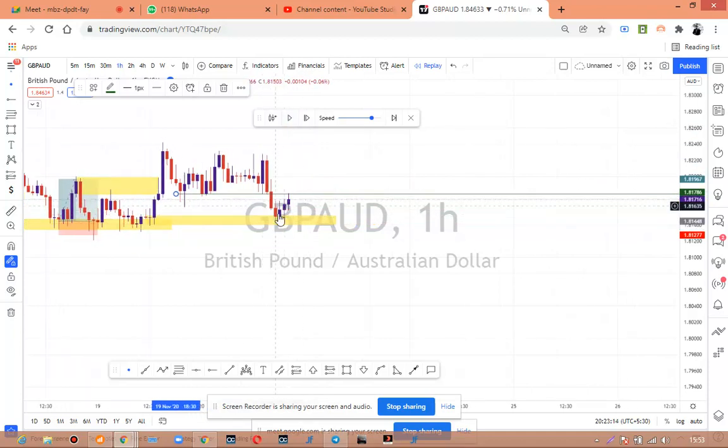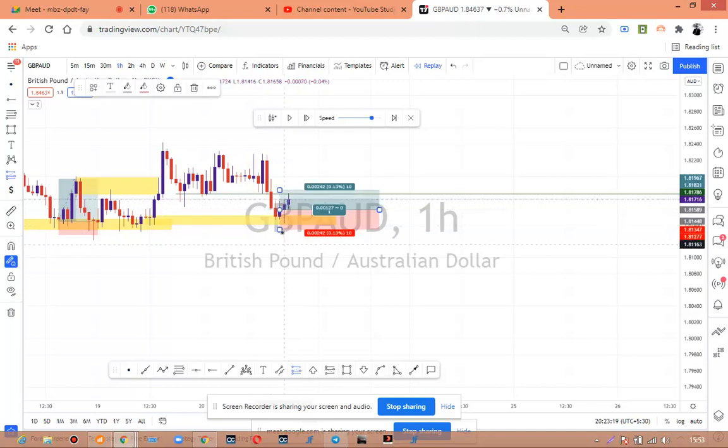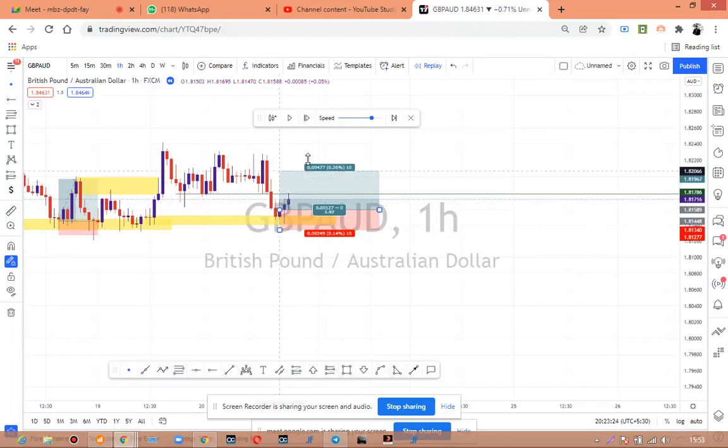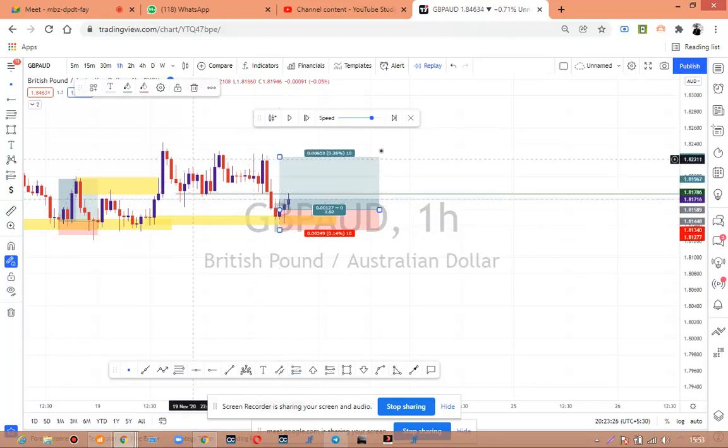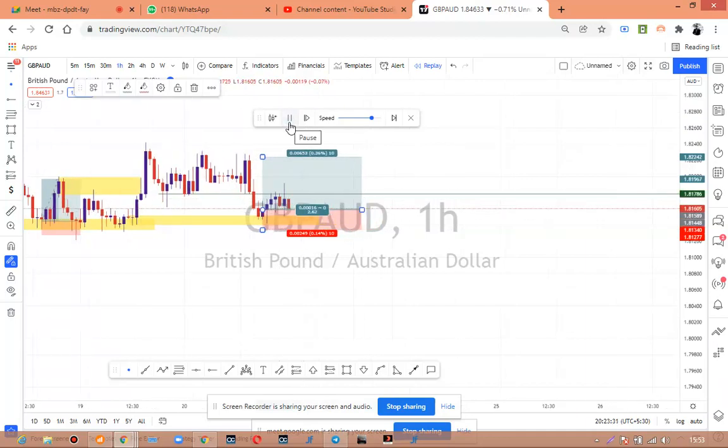Okay. Now we see another rejection from the demand zone. Let's say we place a buy order here, our stop loss below structure, then take profits at the equal high. Equal high. So let's see how the market is going to move.